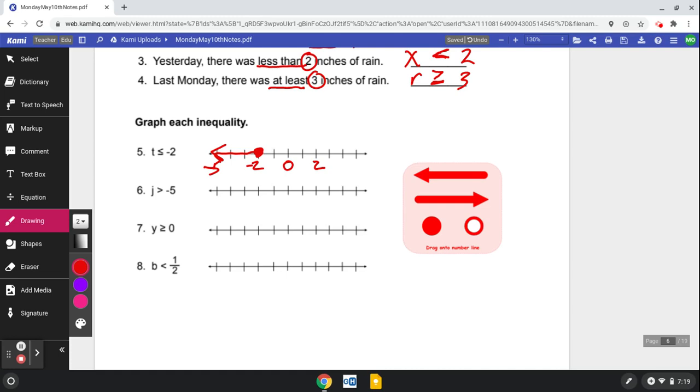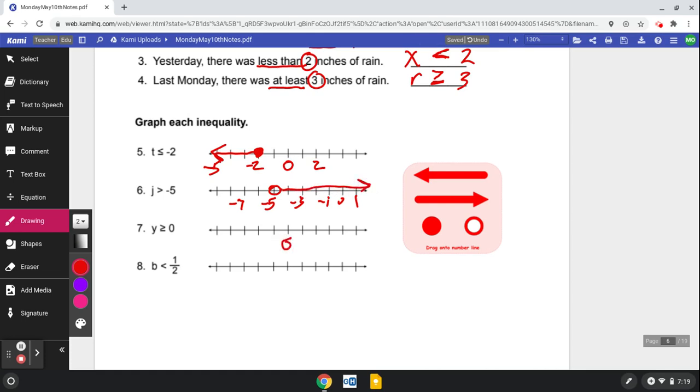J is greater than -5. So if we wanted, I could put -5 here, -3, -1. There's 0. There's +1. -7. All right. This time it's an open circle. Doesn't have that little line. Oop, I'm going the wrong way. It said greater than. And we go this way where all the numbers get bigger.